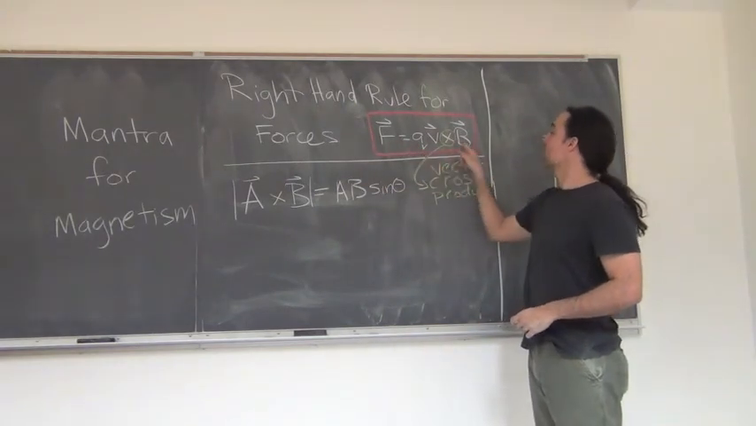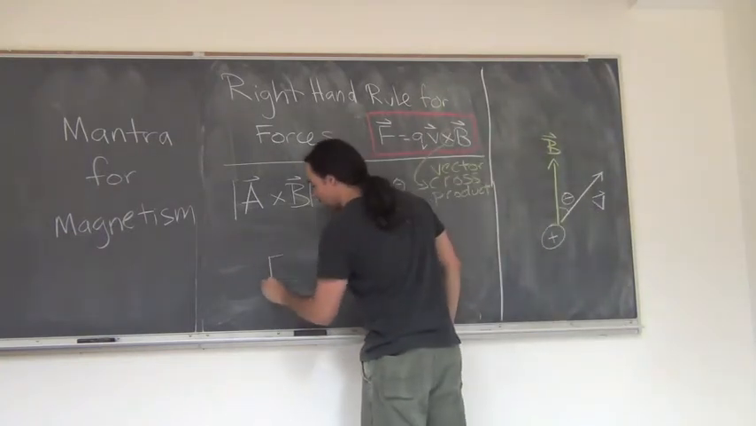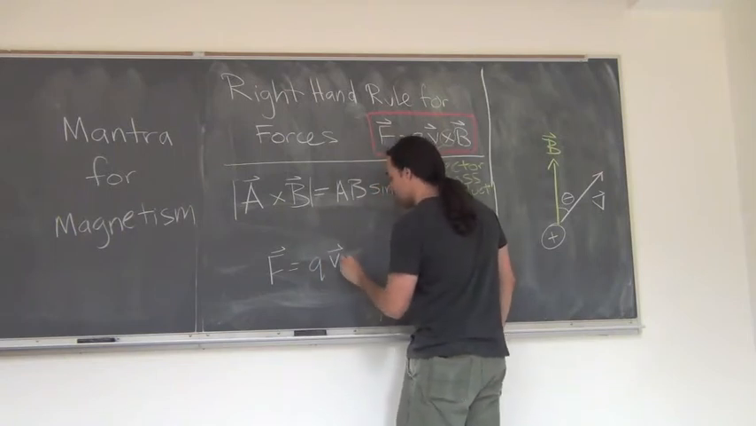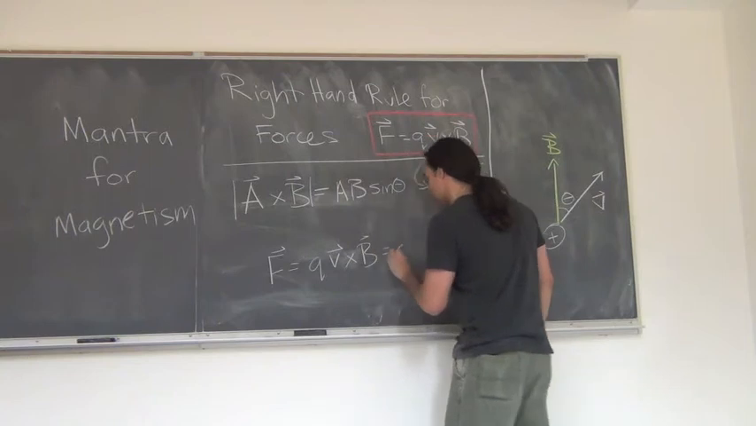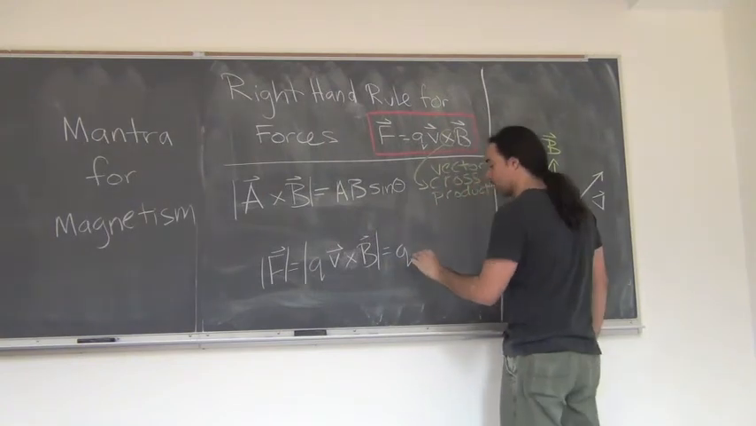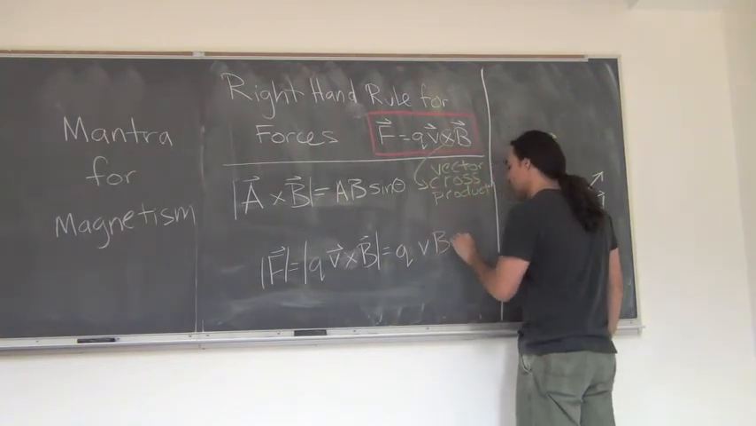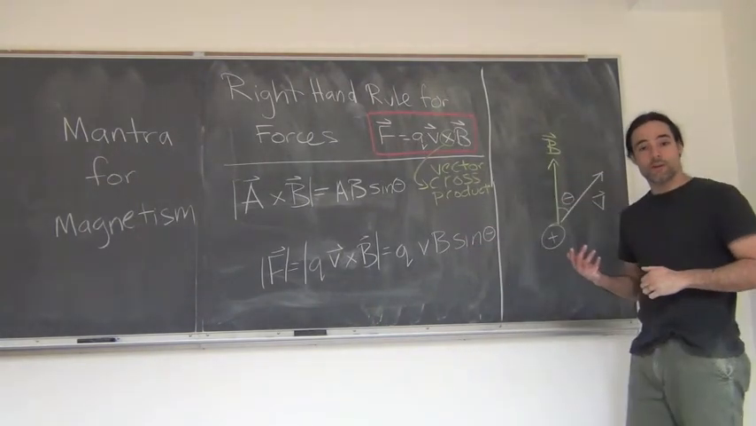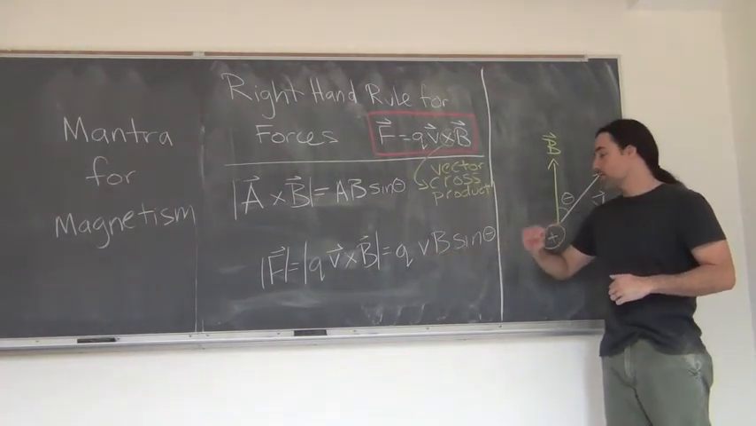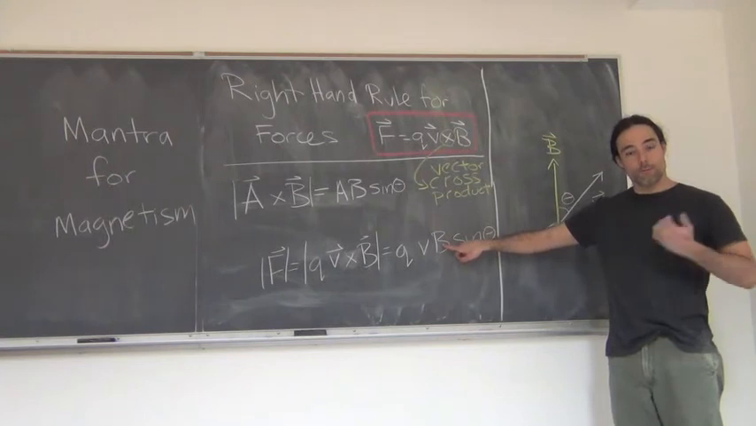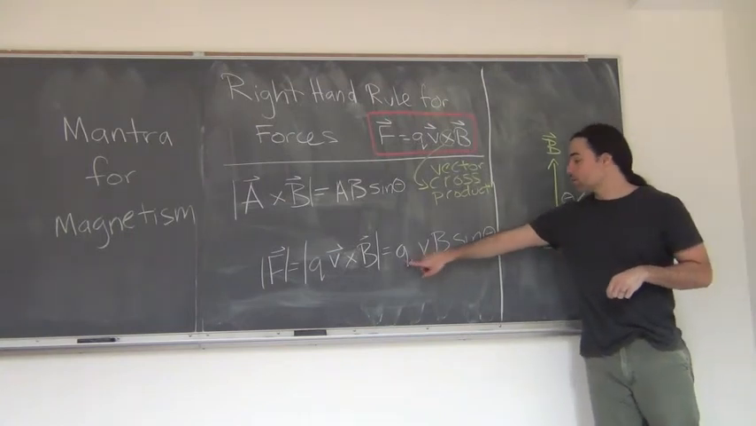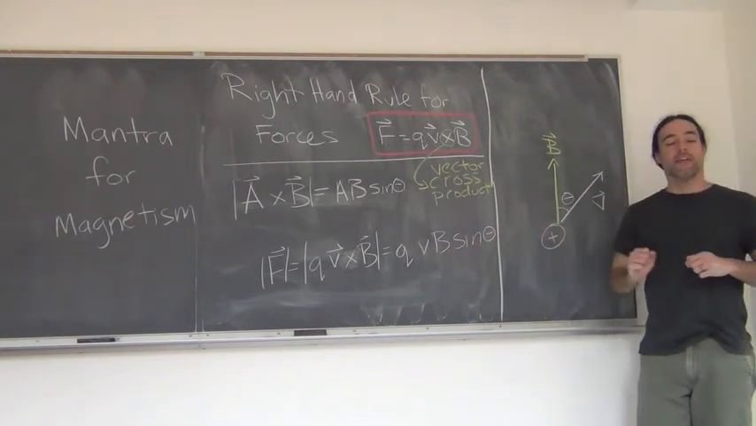But here, we're taking V cross B. So F is QV cross B. If all we want is the magnitude, so the size, we're not concerned with the direction. That'll be QVB times the sine of the angle between them. So we need to know three things: the charge that's moving, the speed that it's moving with, the magnetic field that it's moving through, the magnitude of the magnetic field, and the angle between the vectors V and B. So charge, velocity, magnetic field, and the angle between the two.